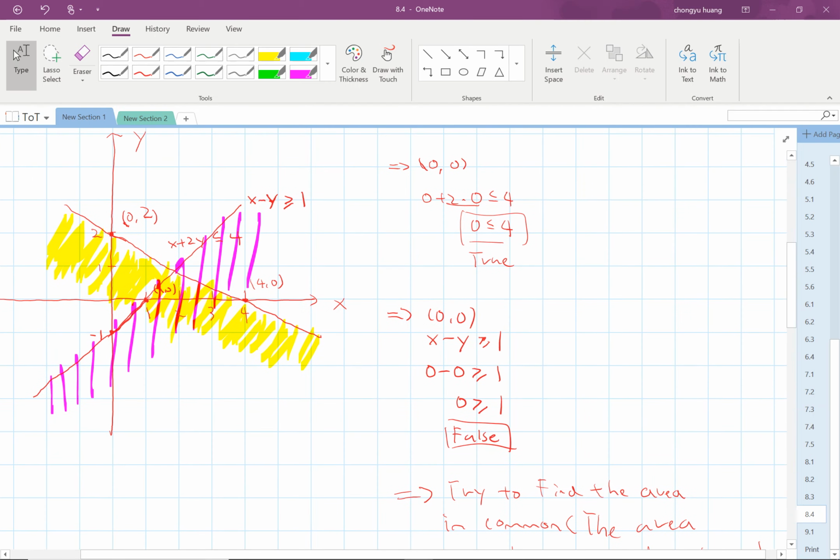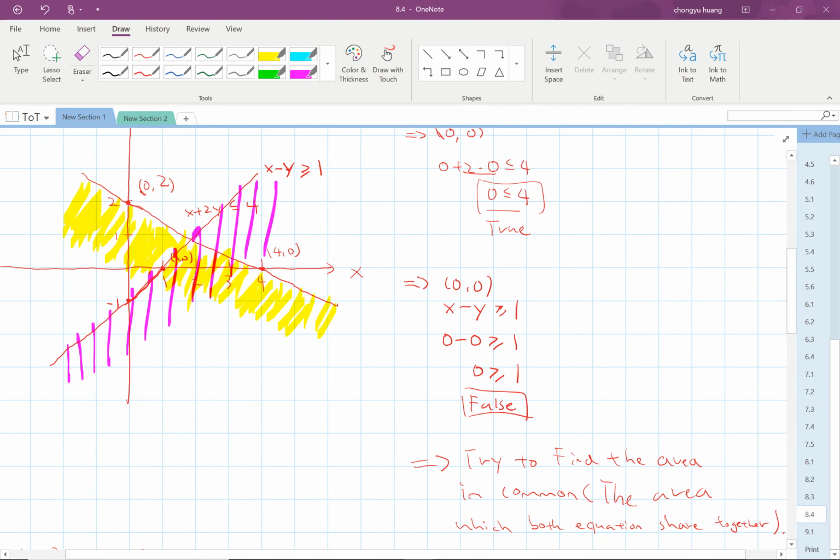So basically, the next step, as I wrote down below, is to find the area in common. What I mean by that is, you can see from the graph I drew over here, there is some area which both equations have in common. That's basically the area for the solution.